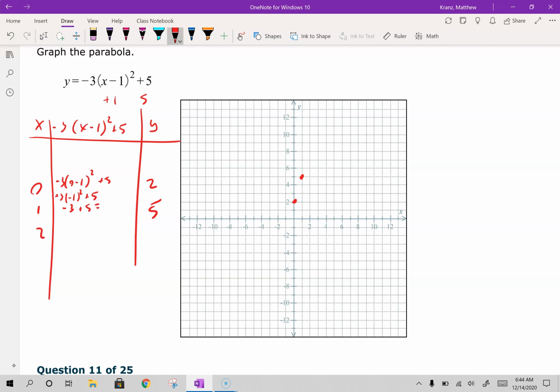All right. Let me do a 2 here. Negative 3, 2 minus 1 squared plus 5. Negative 3, 2 minus 1 is 1 squared plus 5. Right, 1 squared is just 1. Negative 3 times 1, which is negative 3 plus 5, is 2. And 2, 2. So right there. And there is my parabola.